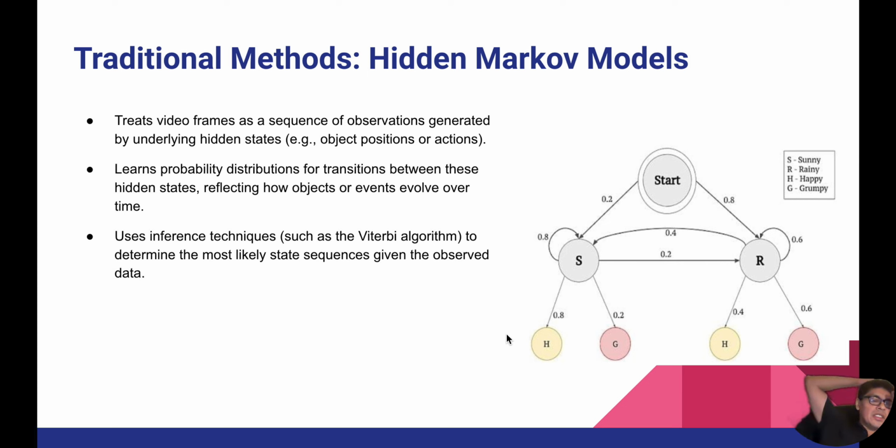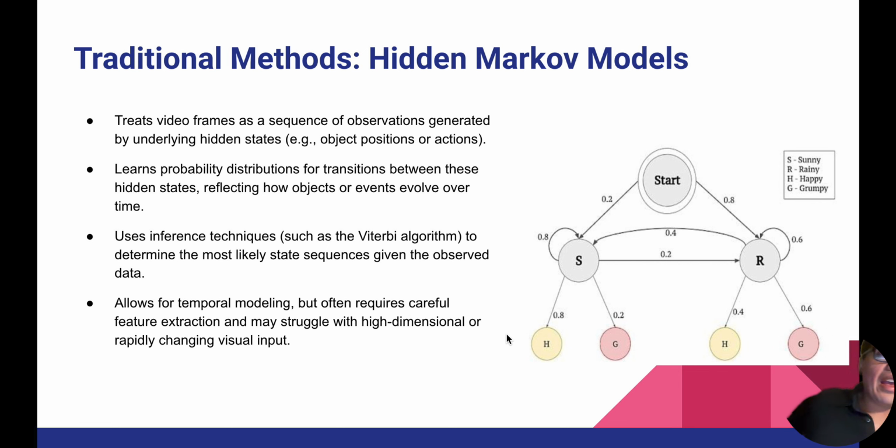It's used in communication systems, but in this case, there's an exception to particularly facilitate the transition states in hidden Markov models. And overall, this state transition probability is advanced from the previous methods because they do allow for temporal modeling. But the issue is that marrying it with the image modeling is more challenging. The temporal modeling often requires careful feature extraction and may struggle with high dimensional or rapidly changing visual input.